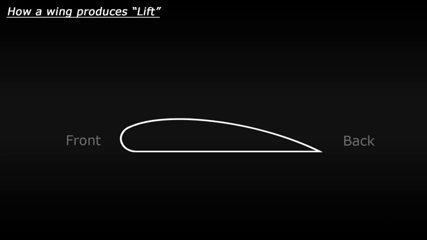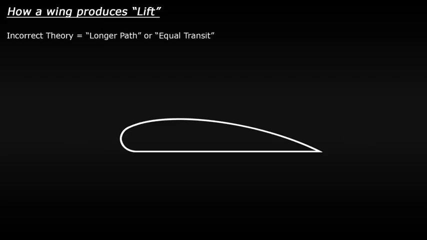This shape here represents the cross-section of an aircraft wing, also called an aerofoil. This view is if you were looking at it from side on, i.e. from the wingtip looking towards the plane. So one of the most common but incorrect theories which is taught is something called the longer path or equal transit theory, which is based on the Bernoulli principle.